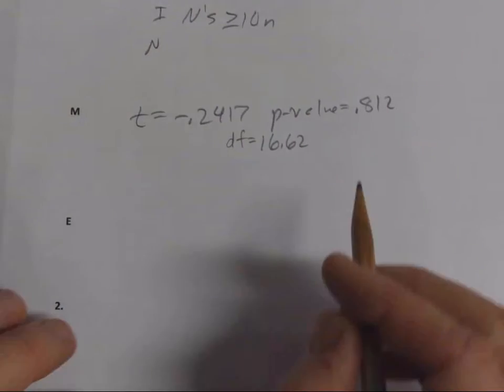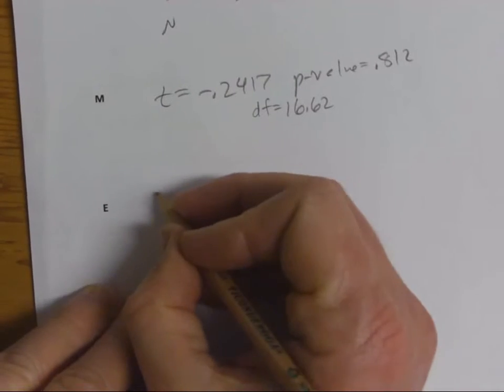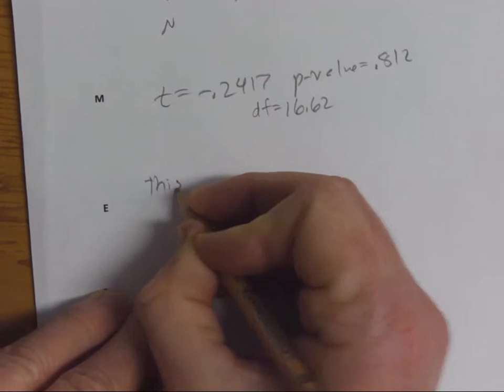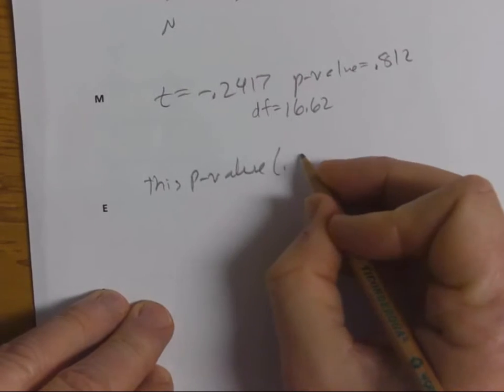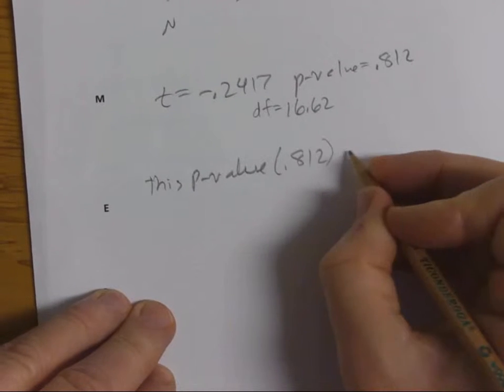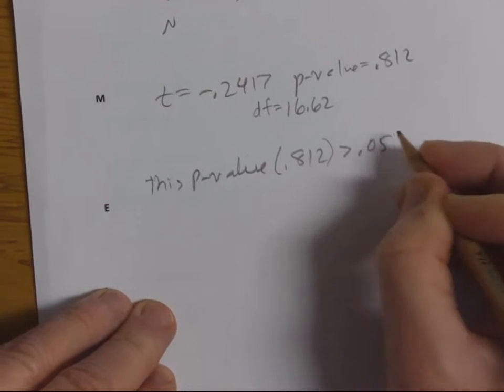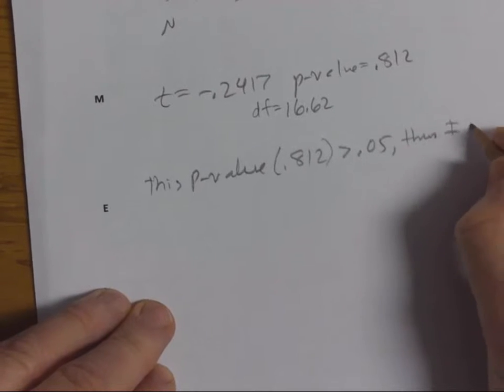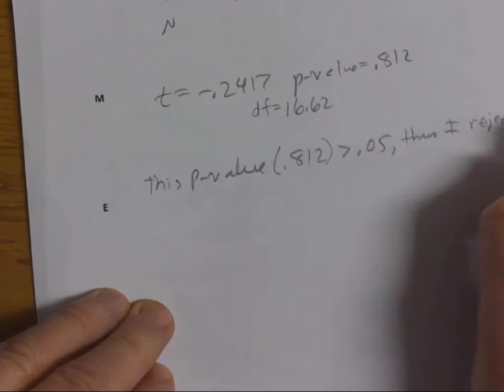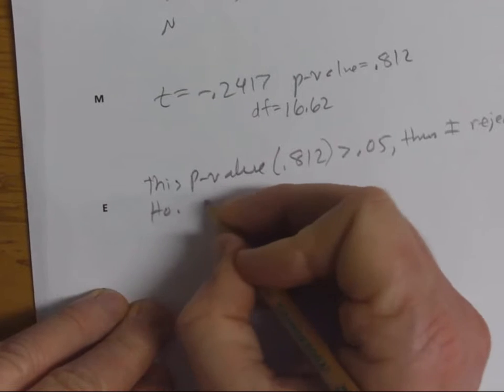But this p-value is extremely high. And so in your ending, you would say this p-value, and you say what it is, just like what we've been doing for quite a while now, is greater than 0.05 or any alpha. Thus, I reject the null hypothesis.